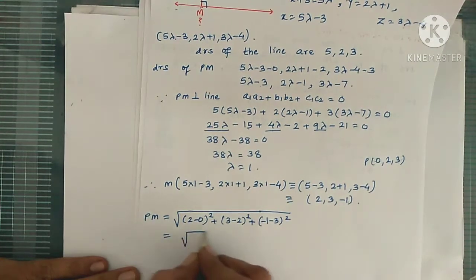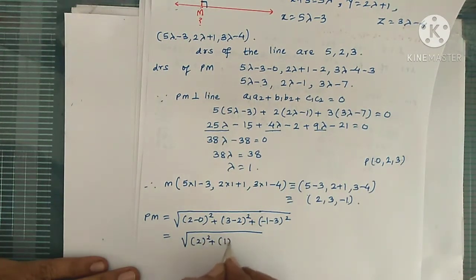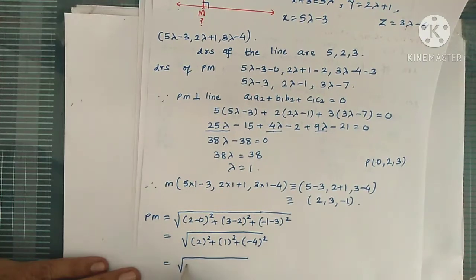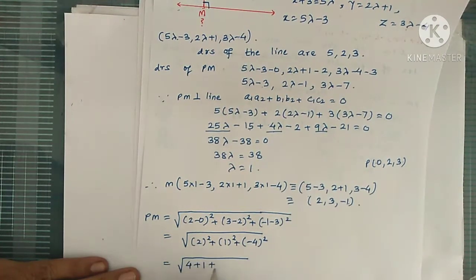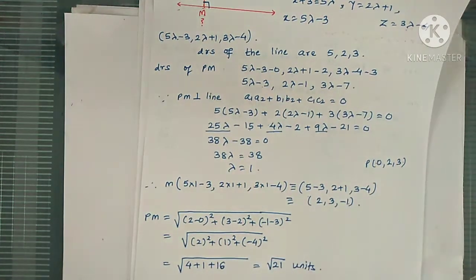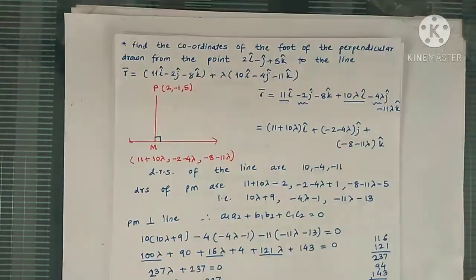So that is root of 2 square plus 1 square plus (minus 4) square. So root of 4 plus 1 plus 16, that is root 21 units. So in this way we can find the coordinates of M as well as the distance PM. Let's solve one more question of this type.